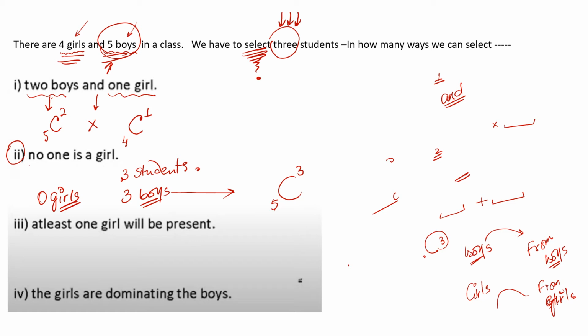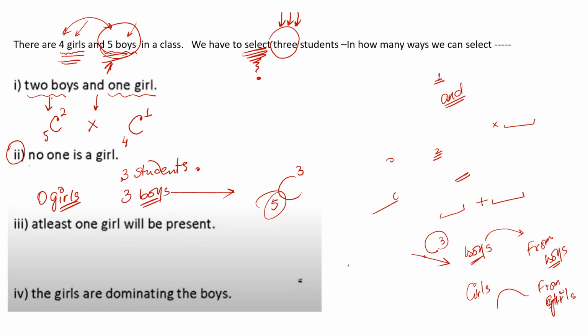Now the students are asking, Miss, the total number of students is 9, so why are you not writing 9 over here? Instead of 9, you are writing 5. I have already made it clear that boys will be selected from the boys, and girls will be selected from the girls. They are not asking you to select the students from the total girls and boys. They are asking you to select 3 boys, so the selection of the boys will be made only from the boys.